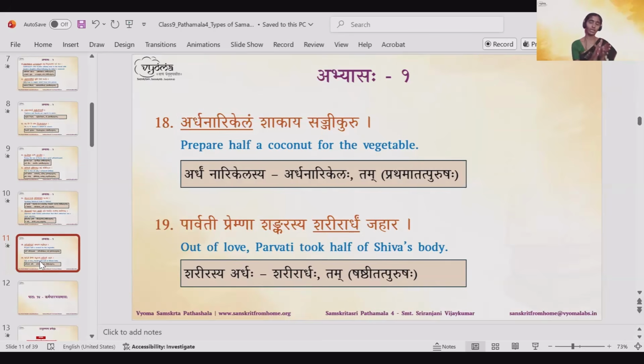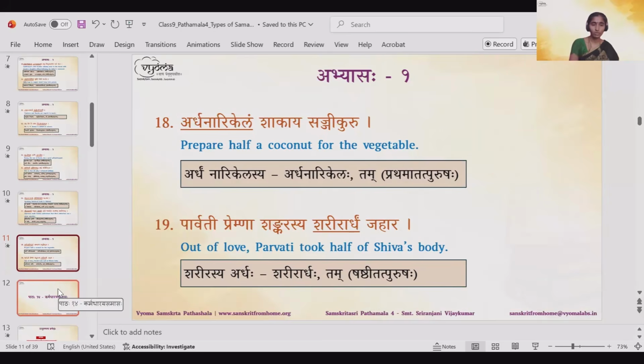Ardhanarikelam is a Samasta Pada where you will hear the Ardha at first. If you hear the same Ardha in the Samasta Pada at the end, then it is Shashti Tatpurusha. So this Sharirasya Ardha is Shashti Tatpurusha, not Prathama. So it should have been Ardha Shariram. In that thinking, I wrote it as Prathama Tatpurusha. Anyway, with this we will complete the exercise on Tatpurusha. This exercise is given in your Pustaka.